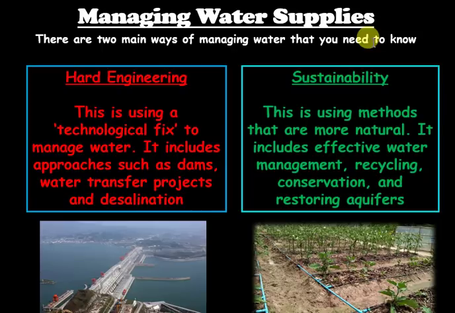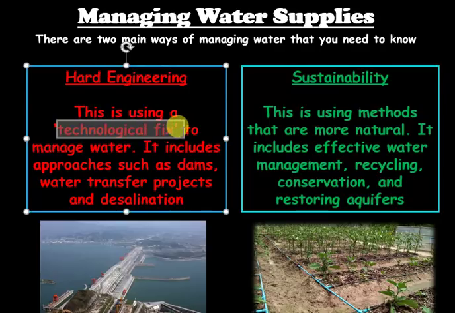Hard engineering. What is it? Well, technological fix. We use a lot of technology to manage water. And it includes approaches such as dams, water transfer projects, and desalination. We're going to have a look at three case studies in a minute.